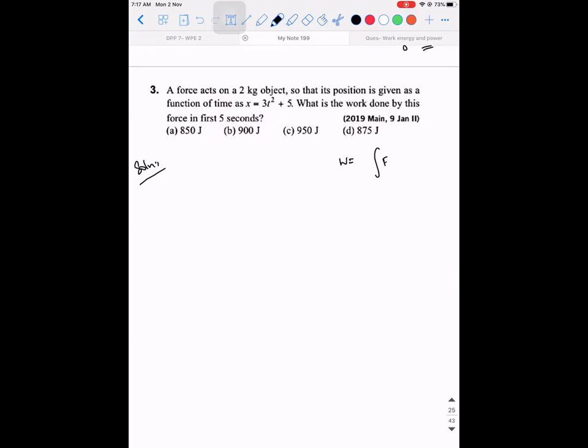Work done is equal to integral of F dx, right? Whatever is inside the differential in the integral, the force should be a function of that value. So a force acts on a 2 kilogram block so that its position is given as a function of time. What is the work done by the force in the first 5 seconds? So how do we do this?